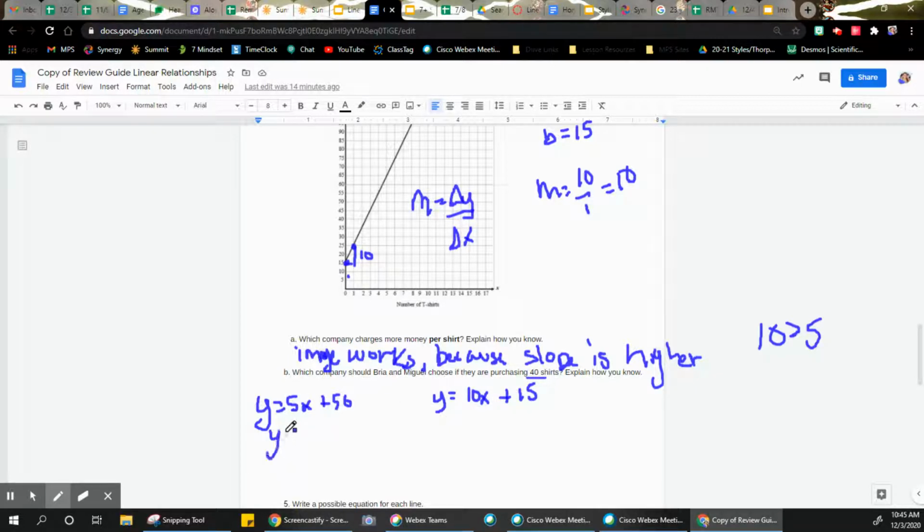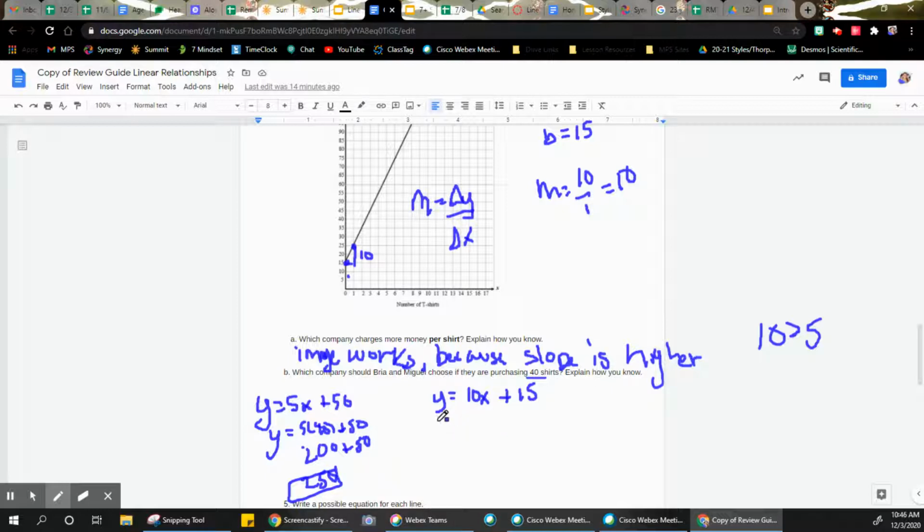So I'm going to do y equals 5 times 40 plus 50. Okay, 5 times 4 is 20, so 5 times 40 is 200. 200 plus 50 is 250. So to purchase from Daring Designs, that's $250.